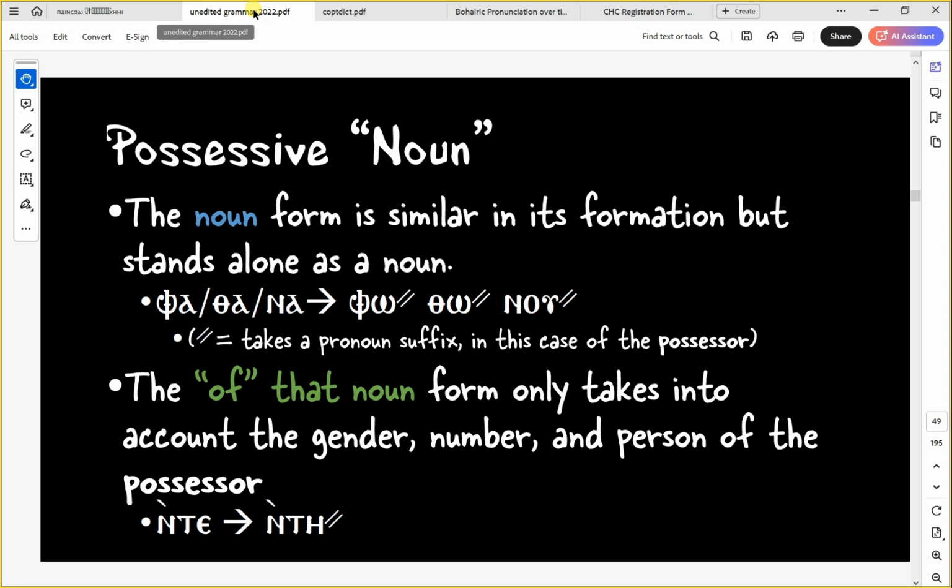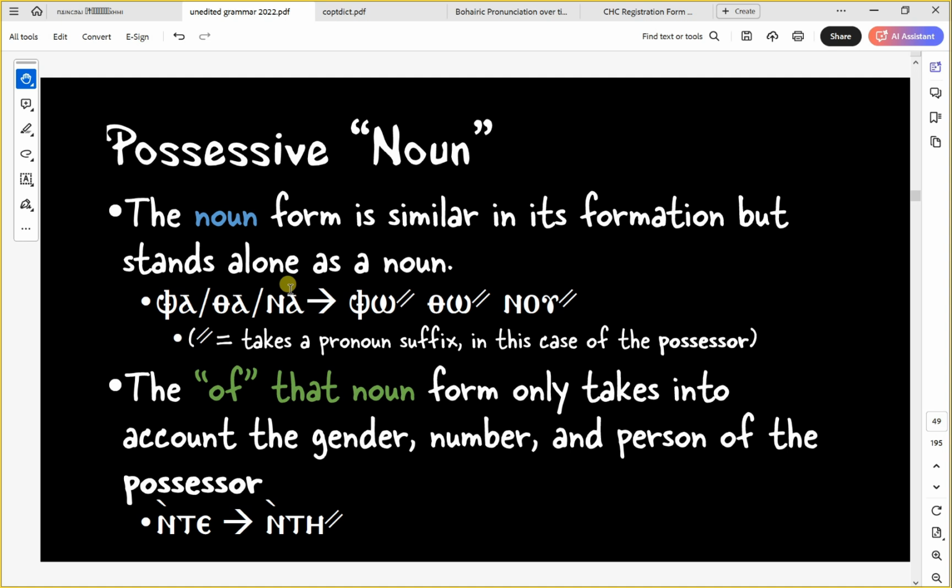The pronoun form, interestingly, comes from a form of the word that means belonging to, right? So, current pronunciation, or church pronunciation, fa, tha, na. Old pronunciation, pa, ta, na. So notice the P, T, and N sounds. These were standalone words that mean belonging to. And we use it sometimes, but not too often. So belonging to or of, right? You can think of it as the word of.